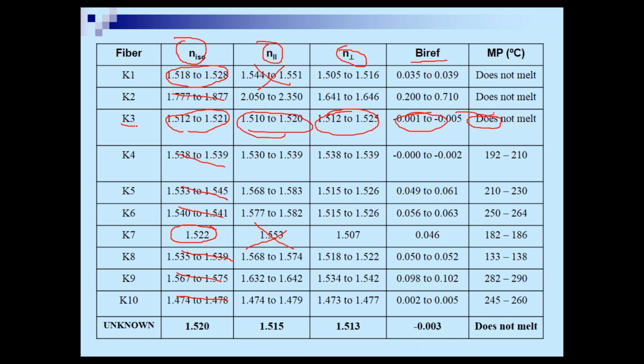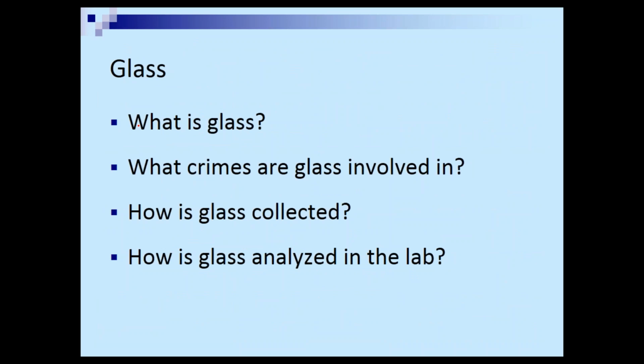It doesn't mean that they're definitely the same. You know, if the unknown is a fiber found on a dead body and K3 are fibers from the trunk of the suspect's car, doesn't mean there's a definite match, but if we were testifying about this, we would just list all the class characteristics that match. Okay? All right. So that's it for fibers.